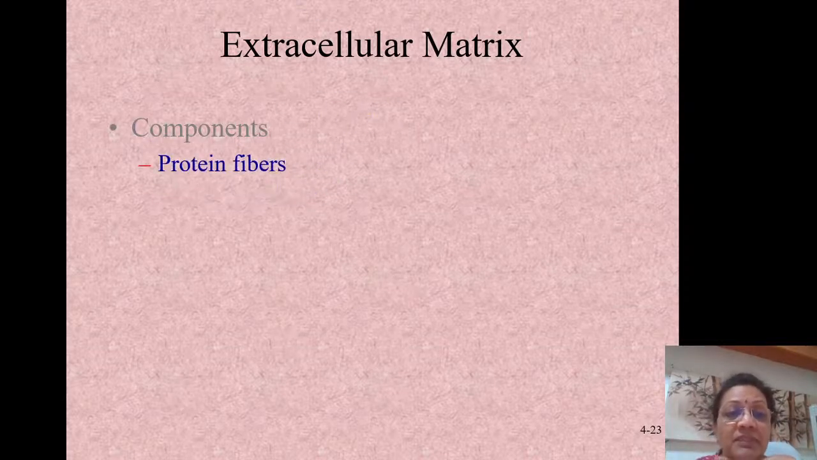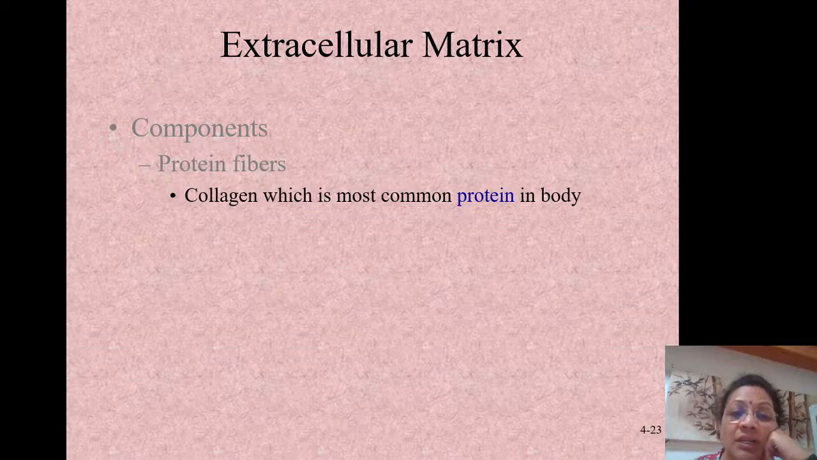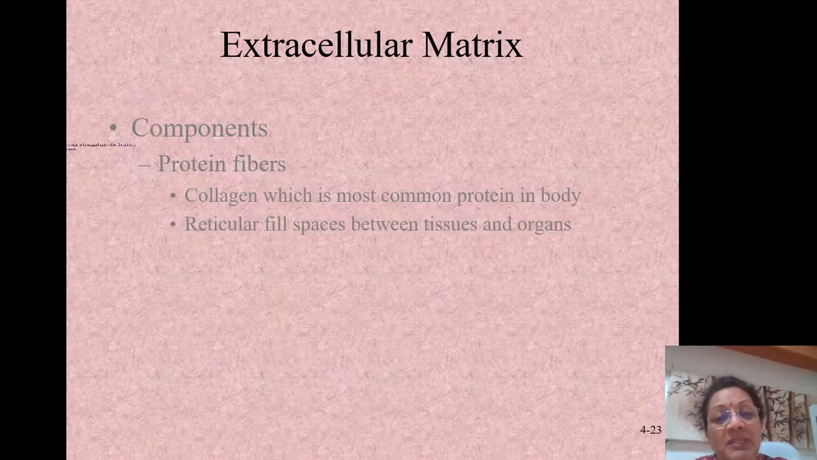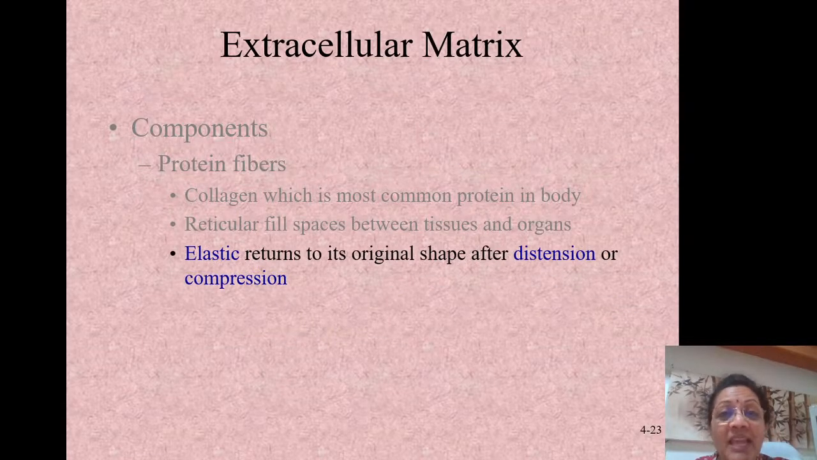The components of it are protein fibers, of which collagen, which is the most common protein in the body, reticulin, which is forming reticular fibers which fill the spaces, and elastin, which I had mentioned before, which has this unique property: it's an extracellular extruded complex molecular protein which can stretch, that means increase its length, and then it can recoil back to its original length and shape.